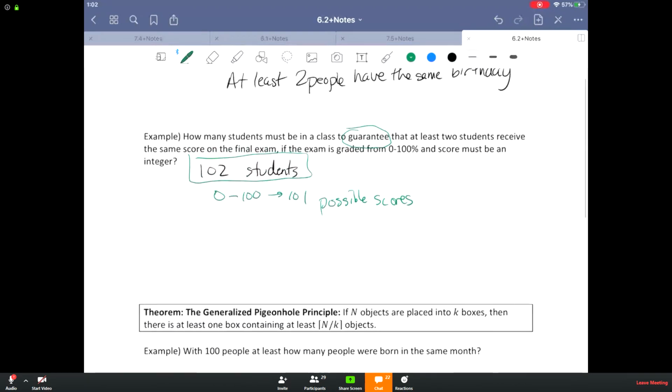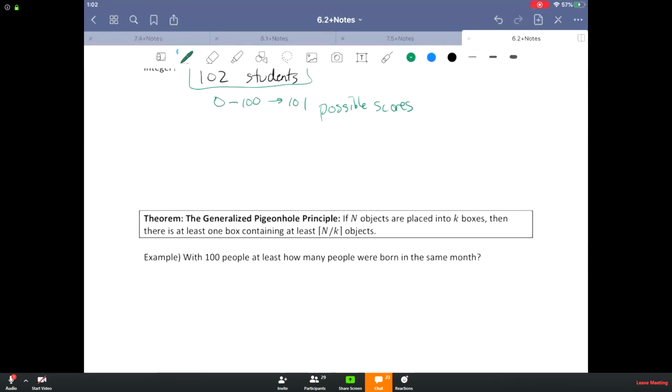All right, so we have a different form of the pigeonhole principle. If you have n objects placed into k boxes, then there is at least one box containing at least the ceiling of n over k objects. Remember, this is the ceiling function, or the roof function, however you want to think about it. You take the next integer up. We'll see that right now. With 100 people, at least how many people were born in the same month?